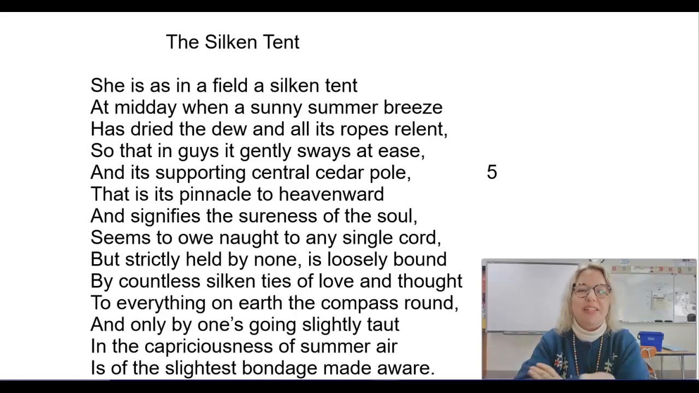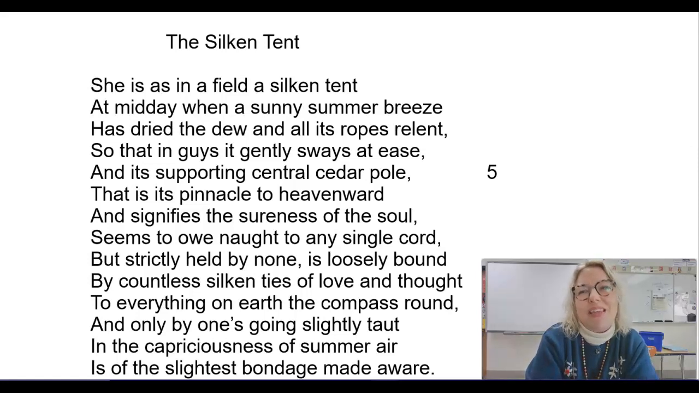Okay, 4.3, step 3 here, The Silken Tent by Robert Frost. Let me read it for you. This is an extended simile where something is compared to something else and then is extended for the rest of the poem. So determine what is being compared to what and why you think he may have chosen that particular object. All right, here we go.